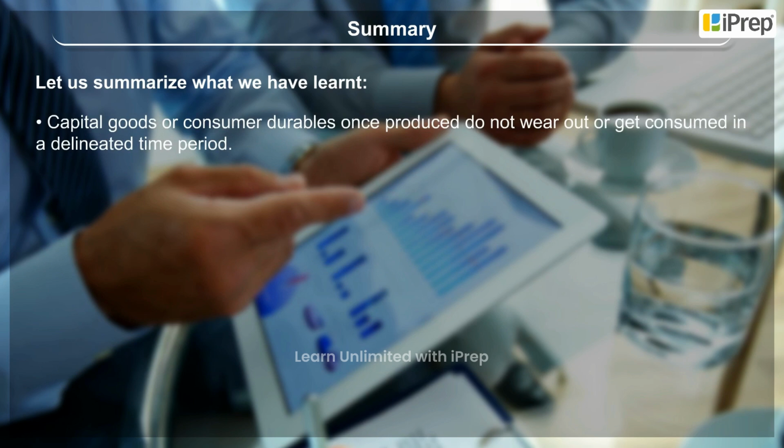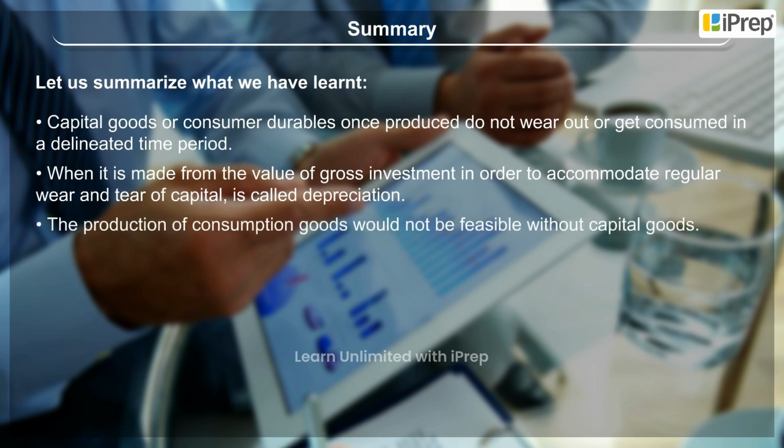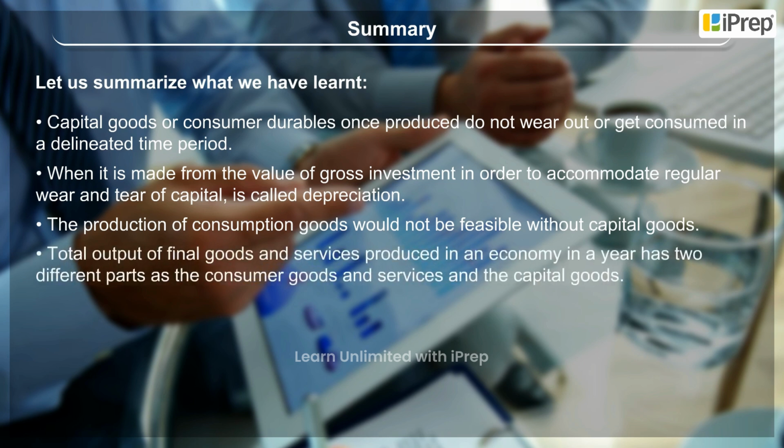Capital goods or consumer durables, once produced, do not wear out or get consumed in a delineated time period. When it is made from the value of gross investment in order to accommodate regular wear and tear of capital, it is called depreciation. The production of consumption goods would not be feasible without capital goods. Total output of final goods and services produced in an economy in a year has two different parts: the consumer goods and services and the capital goods.